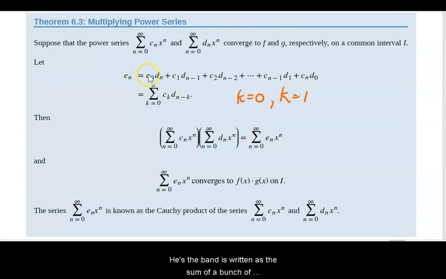E sub n is written as the sum of a bunch of different terms, which consist of products of the coefficients of the two original terms, but not in the order you might expect. Let's use the subscripts k equals 0 and k equals 1 and the formula given here to understand where this series of numbers came from.